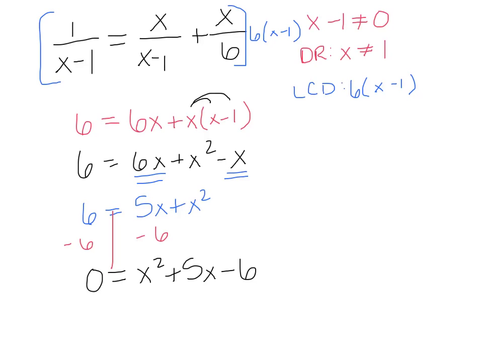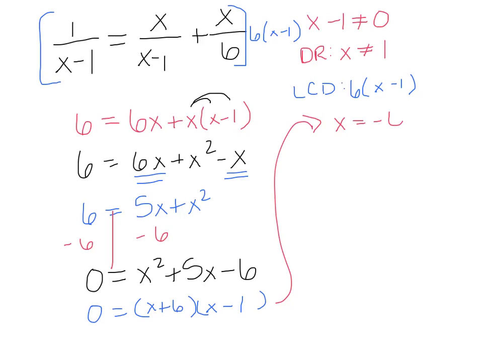So now we're going to look for things that multiply to be negative 6 and add to be 5. Be really careful with this one, it's kind of tricky. Multiply to be negative 6 and add to be 5. It ends up just being x plus 6 and x minus 1. So when we solve this thing, I'm going up here, I end up with x equals negative 6, and I end up with x equals 1.